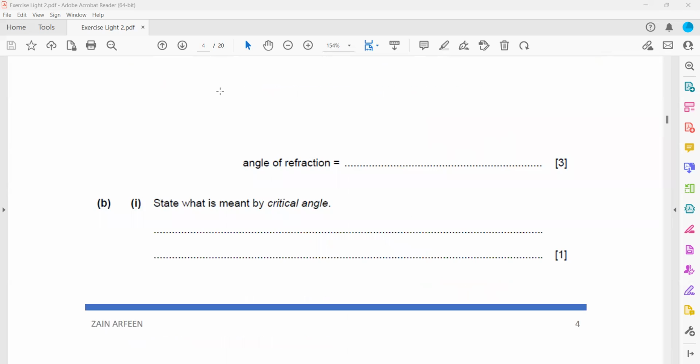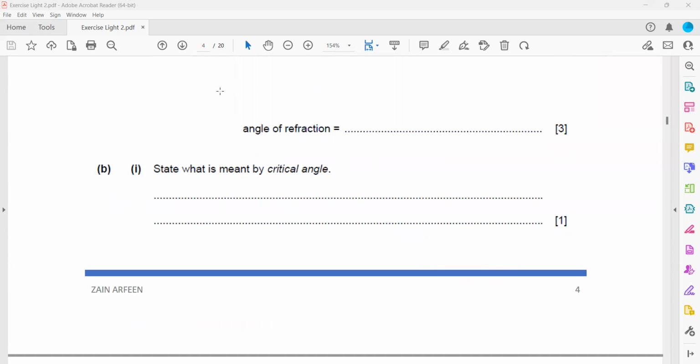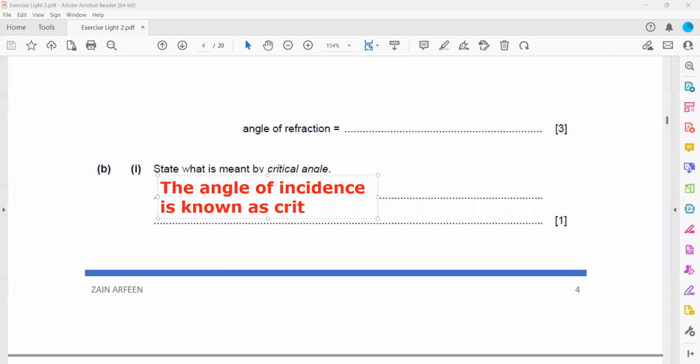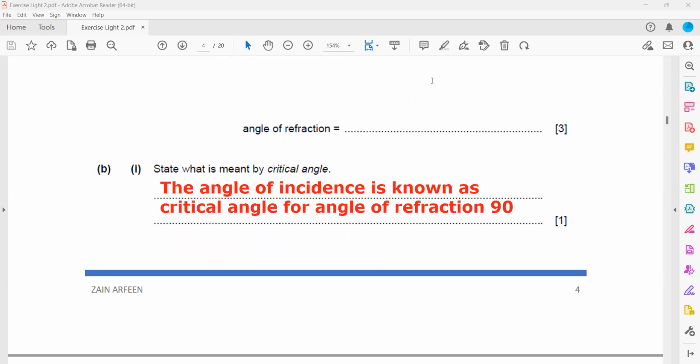The next one: state what is meant by critical angle. The definition you have to learn for a critical angle. The critical angle: the angle of incidence is known as the critical angle for which the angle of refraction is 90 degrees, when the light is traveling from a denser to a rarer medium. So the angle of incidence is known as the critical angle if the angle of refraction is 90.